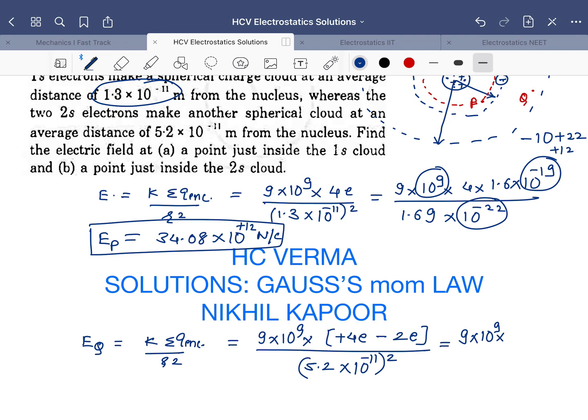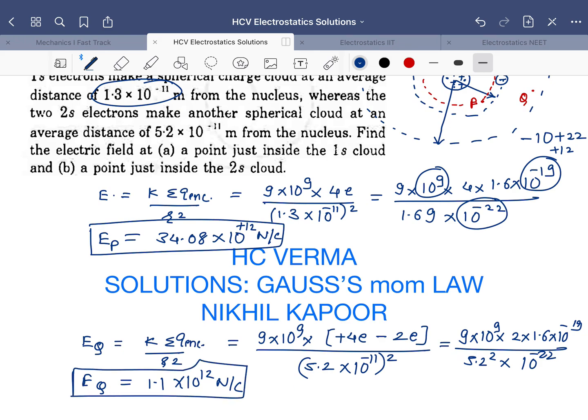9 × 10 to the power 9 × 2 × e, 1.6 × 10 raised to minus 19, divided by 5.2 square × 10 raised to minus 22 after squaring. So on solving, you will get the electric field at point Q as 1.1 × 10 to the power 12 Newton per Coulomb, and that's the answer to this question.